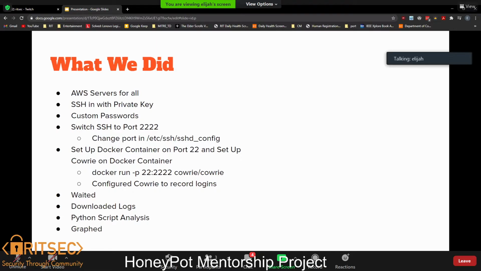Now, the data we ended up breaking down into three sections. The first was the IP address, the second is the username, and third is the password. We were trying to study both the origin of the attackers, and then the credentials they attempted when trying to log in.